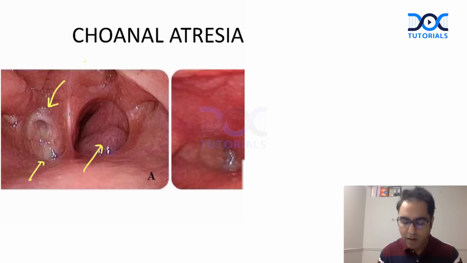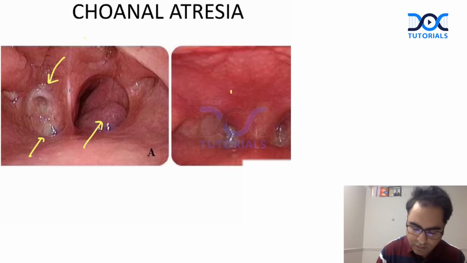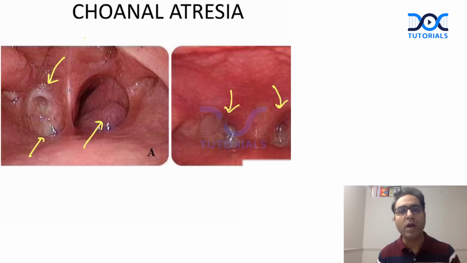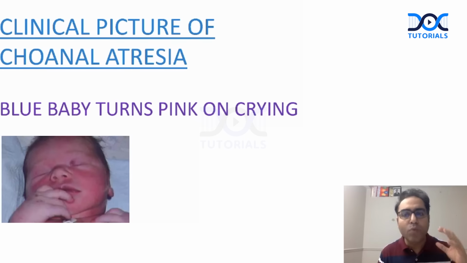It can be unilateral, but look at this case. Very dangerous. It's a bilateral choanal atresia. Very famous question of ENT pediatrics. Bilateral complete choanal atresia is a neonatal airway emergency. Why? Because neonates are obligatory nasal breathers. Now this child will be cyanosed right at birth. But the moment the baby tries to cry, the baby turns pink. Why? Crying is a deep inspiration with the open mouth.